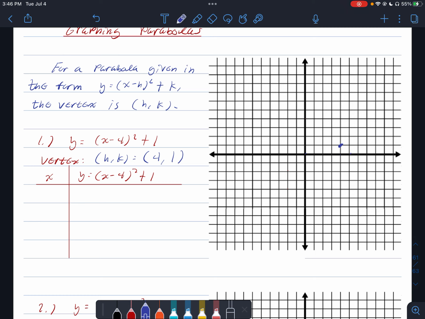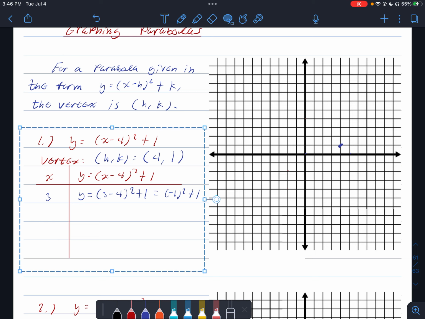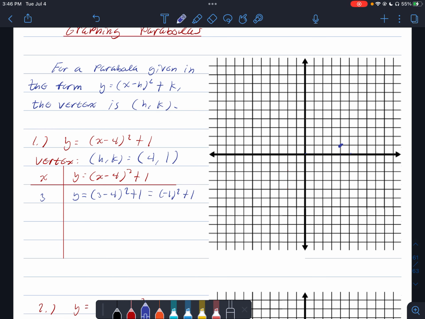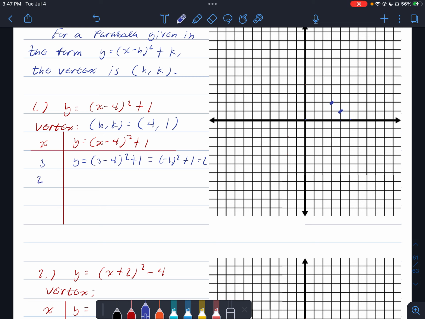Now let's plot a couple of points on either side. Let's plug in one point to the left. Let's try x equals 3 and see what happens. So we have y equals (3 minus 4) squared plus 1, or y equals (negative 1) squared plus 1, which gives us 2. So we'll go here. Let's plot one further to the left. We'll plot x equals 2. So y equals (2 minus 4) squared plus 1, or (negative 2) squared plus 1, which is 4 plus 1, which is 5. So it'll look about like that.